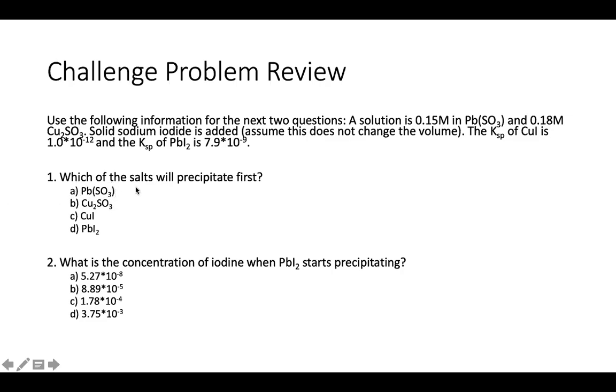But the only reason that lead sulfite and copper sulfite are important is that it allows you to get your lead ions and your copper ions into the solution, right? The sulfite is extremely irrelevant in this problem. Okay, and so really you're trying to figure out which one will precipitate first, copper iodide or lead iodide. And while trying to answer question 1, you'll actually have to answer question 2 as well.